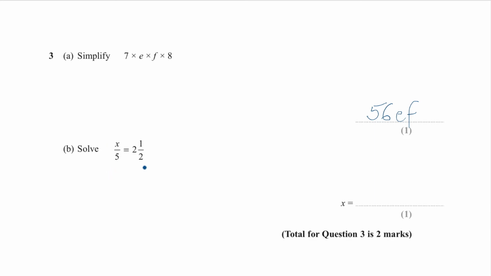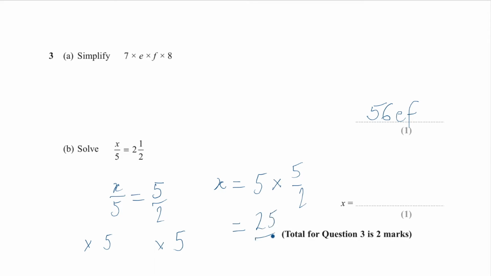Solve x over 5 equals 2.5. Well, 2.5 is a mixed number, so we're going to change it to an improper fraction. So we've got x over 5 is equal to 5 over 2. Now we want the x on its own. At the moment it's being divided by 5, so we times by 5 on that side and we times by 5 on this side. So on the left hand side we've now got x, and on the right hand side we've got 5 times 5 over 2. Now you'll probably remember that you've only got to multiply the top, so what you've got then is 25 over 2, and 25 over 2 is 12.5.